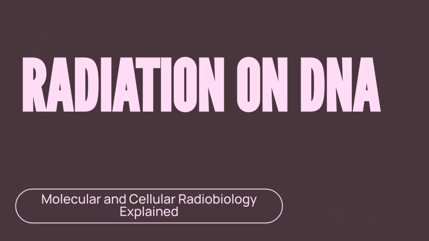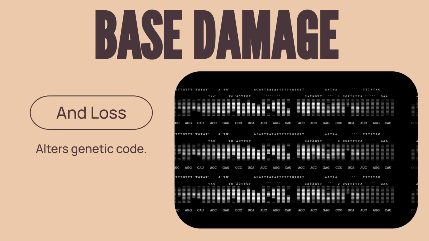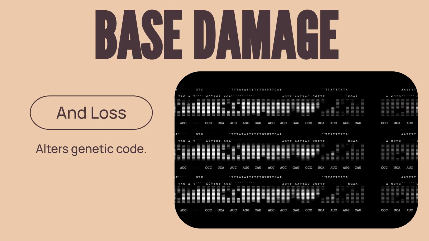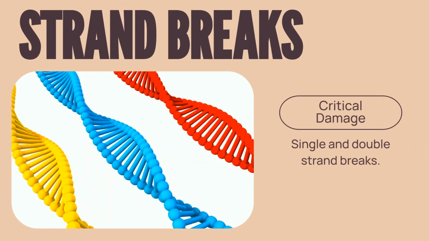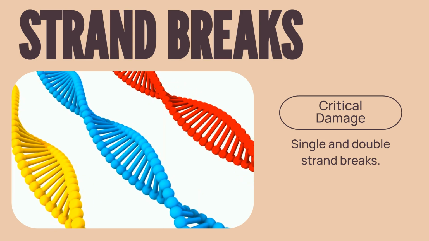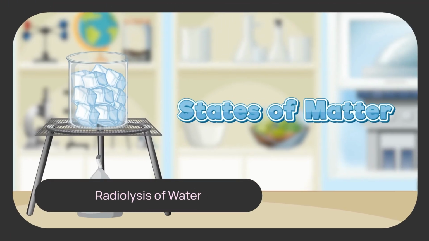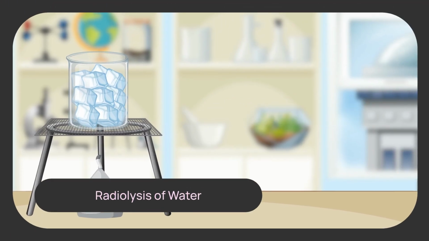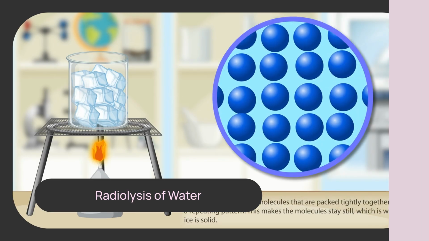Now, let's focus on the principal effects of radiation, specifically on DNA, the blueprint of life. Radiation can cause base damage and loss, altering the individual components of the genetic code and leading to incorrect information. More critically, it can cause single-strand breaks and double-strand breaks in the DNA helix, with double-strand breaks being particularly dangerous for cell survival. The radiolysis of water is a crucial chemical reaction in biological damage. When water molecules are irradiated, they break down into highly reactive free radicals.